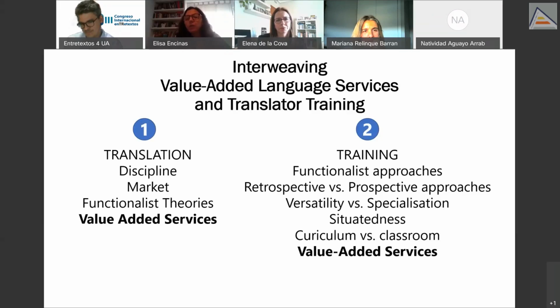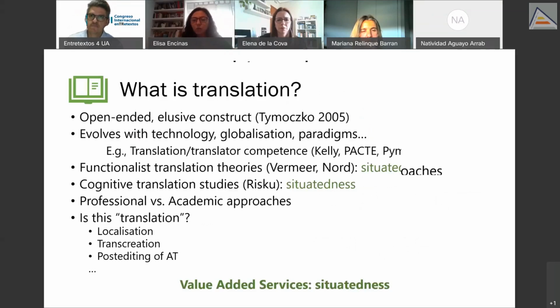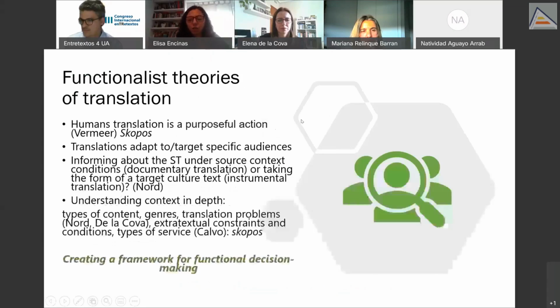This debate, which is a philosophical one, has a lot to do with the long and old debate within the discipline between whether translation should be trained on a versatile basis or a specialized basis. And this takes me to the concept of situatedness. As you will see, it always comes up again and again. So what is translation to start with?